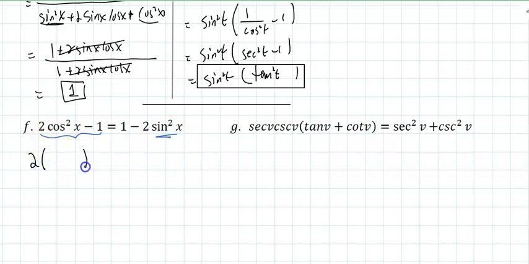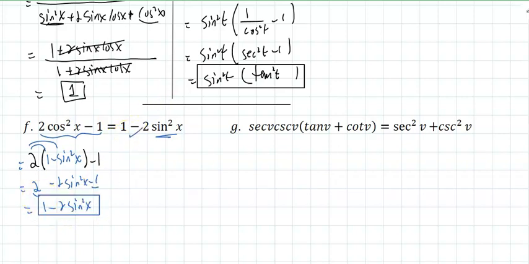Well, I know how to do this. I know how to get rid of cosine anytime I need. Cosine squared is 1 minus the sine squared of x. If you distribute that in, that is 2 minus 2 the sine squared of x minus 1. And 2 minus 1 is 1 minus twice the sine squared of x. And since I got the right side, I'm done.